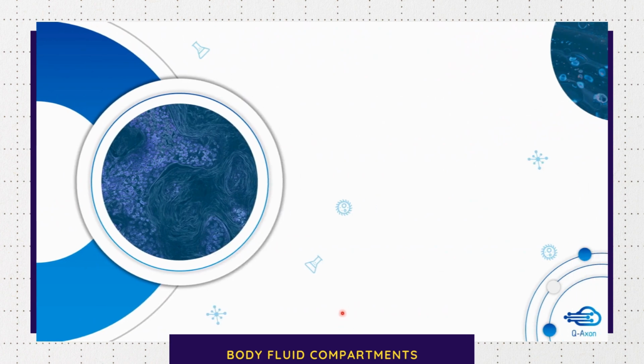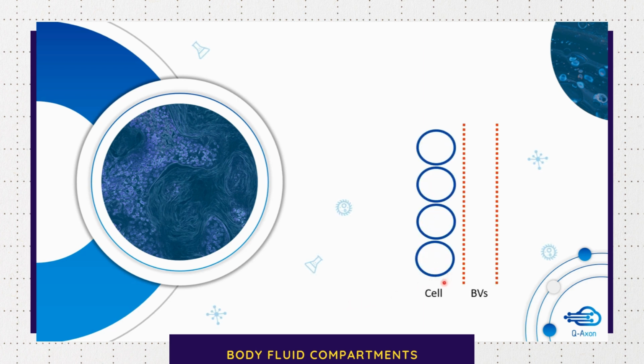Okay, so first let's see where these body fluids are present. This diagram is showing a schematic representation of various cells and a blood vessel. These cells are surrounded by a cell membrane which separates them from each other and also from the space in between, which is known as interstitial space, and then there are blood vessels in which plasma is flowing.